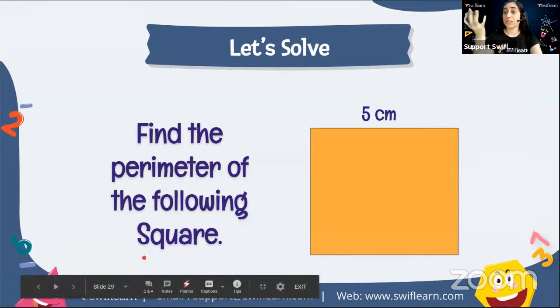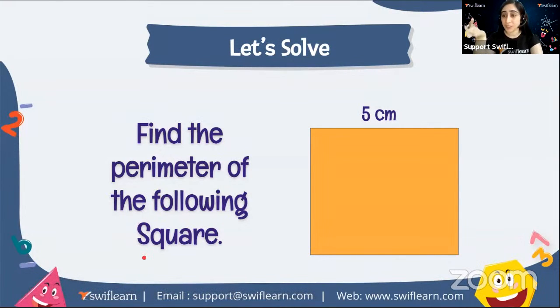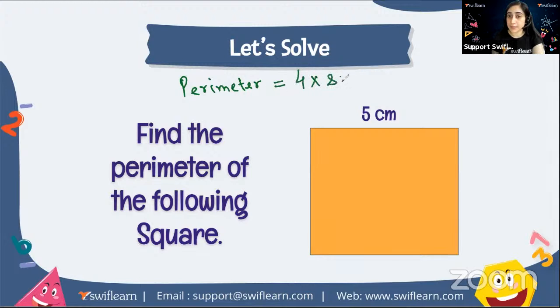Find the perimeter of the following square. We know the formula to calculate the perimeter of a square. It says the perimeter of a square is calculated when we multiply by 4, so 4 into the sides. So the perimeter of a square is 4 into the side, the length of one side, right?